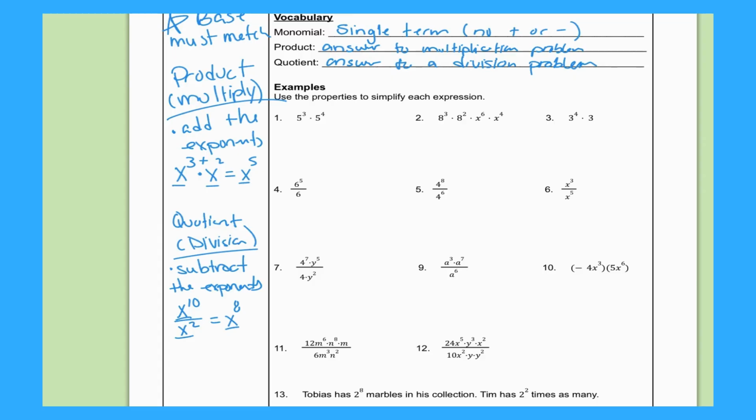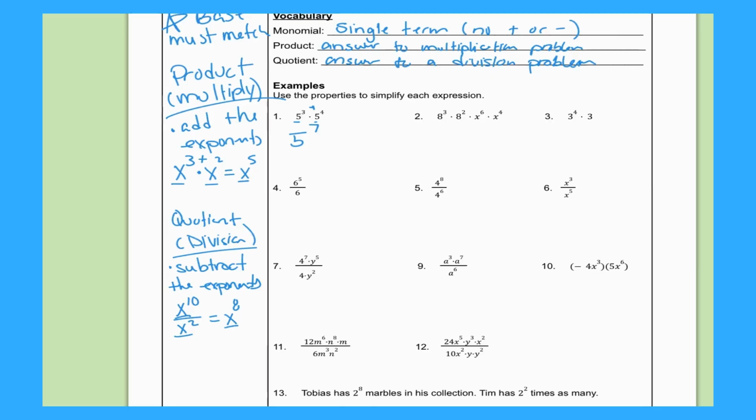Okay, so let's use those rules to help us solve these problems. Number 1, the bases match, 5 and 5. And we keep that base the same. So the base is still going to be 5, but I can add those exponents. 3 plus 4 is 7. And then, because we know the 5 is the base instead of a variable, what we need to do is actually solve 5 to the 7th power.